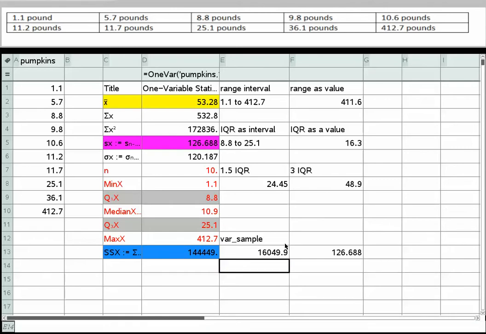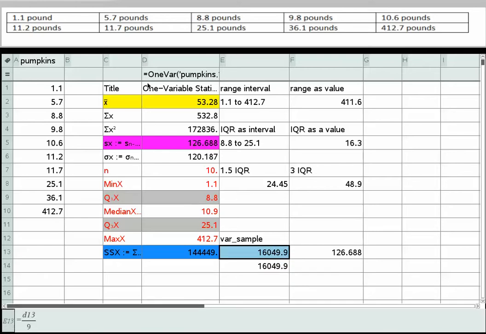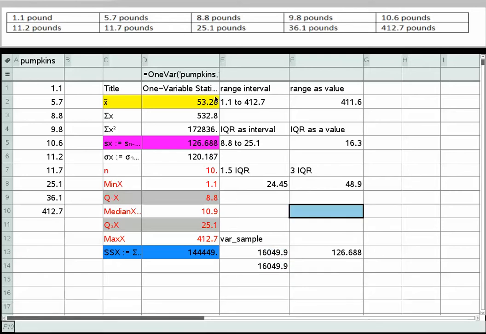Now, another way to find the variance of the sample is I could have taken this number right here and squared it. Notice how they're the same. Those are the two different ways you can find variance. So I've labeled all the things that we needed. I've talked about this. We're going to do a box and whisker plot with this data.